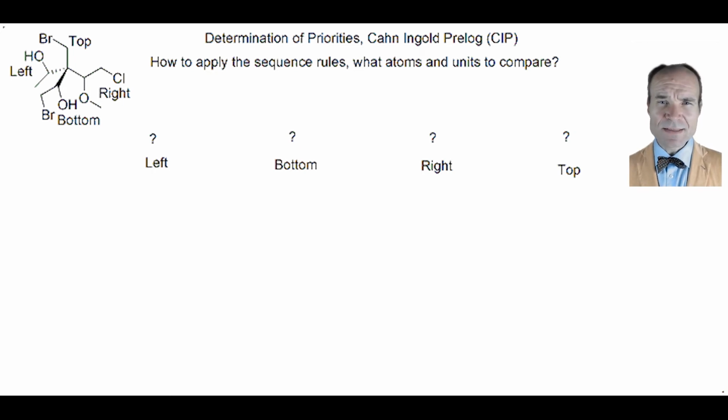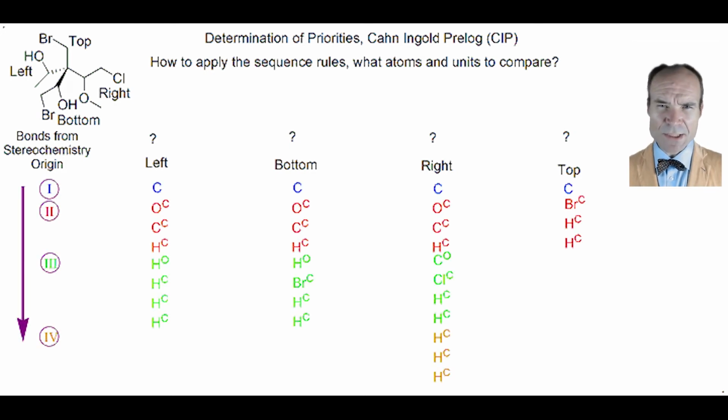Here are the factors that dictate the order atoms or units are analyzed in. The factor to contemplate first is the number of bonds from the atom to the origin of stereochemistry, with atoms closer to the origin to be considered first.